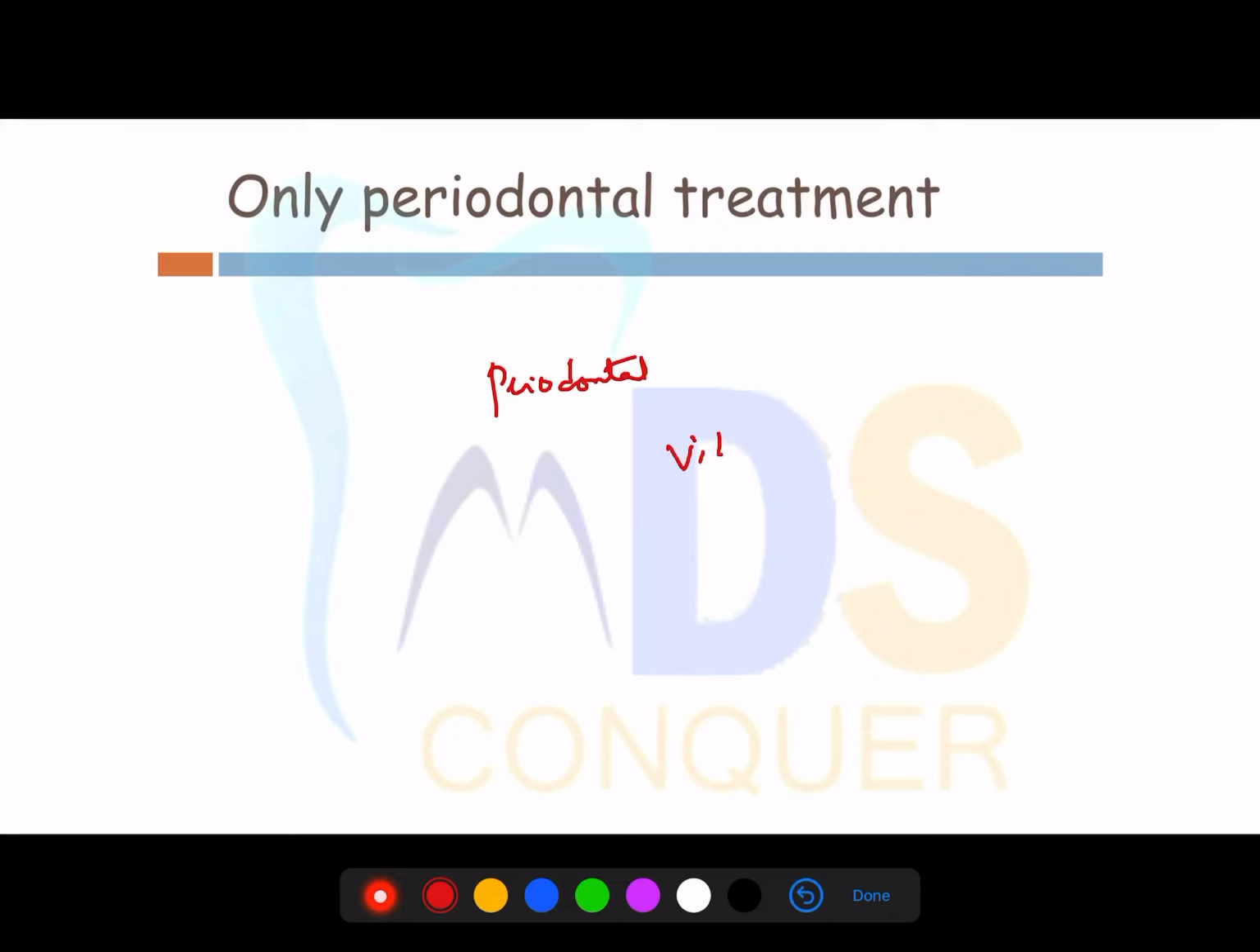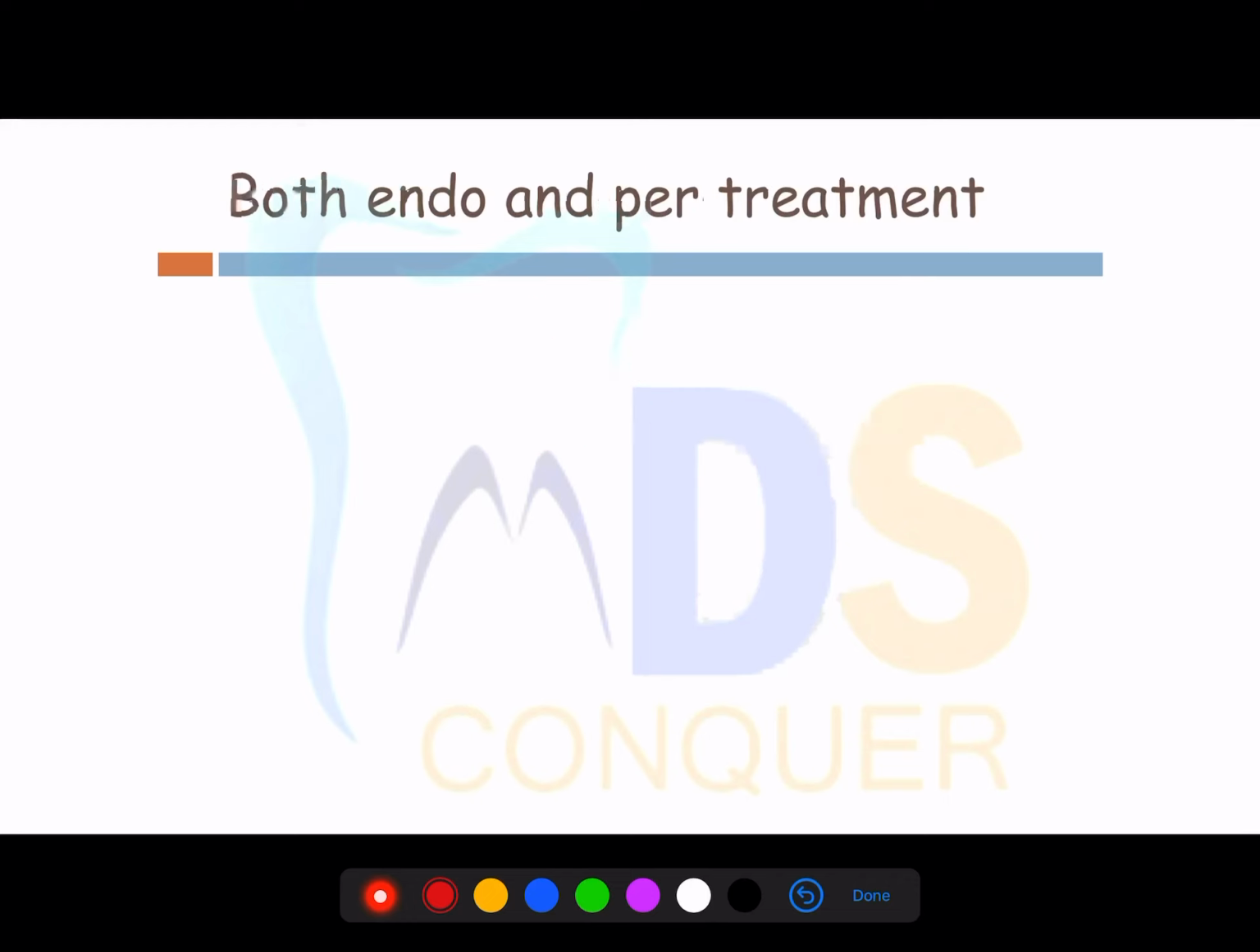In most of the cases, in this particular case, the vitality will be positive. The pulp is normal, but you have periodontal problems, so treat the periodontium. It's only the periodontium. And the next one is a combination of both. It's already discussed: you have primary endo and secondary perio, or primary perio and secondary endo. In all these cases you have to do a combined treatment.